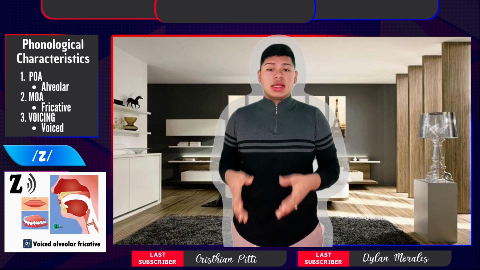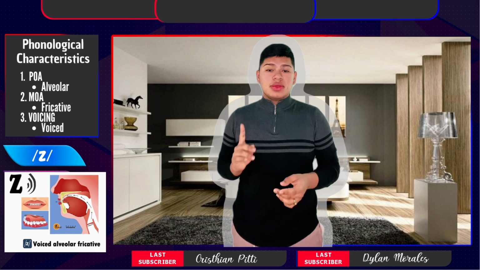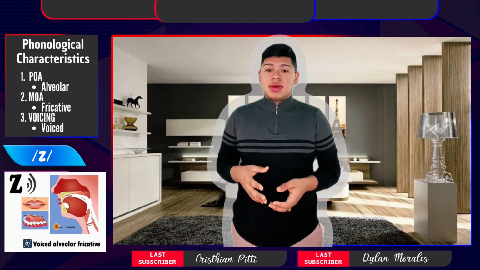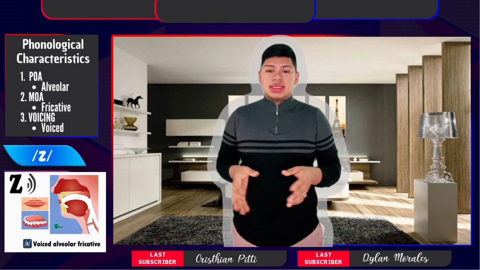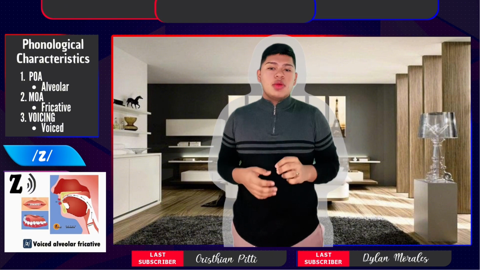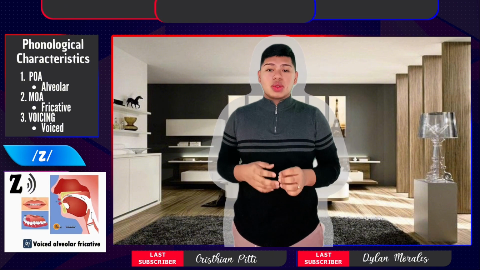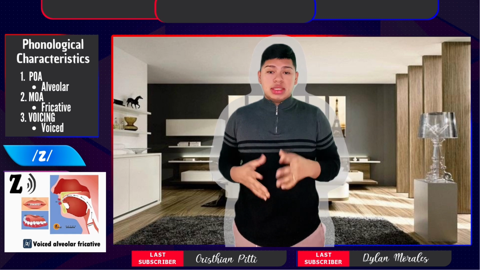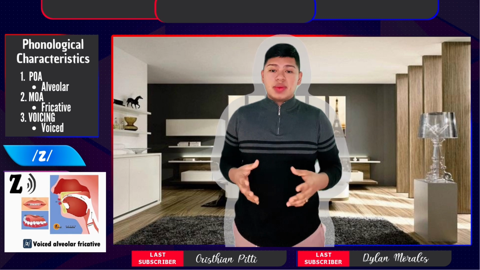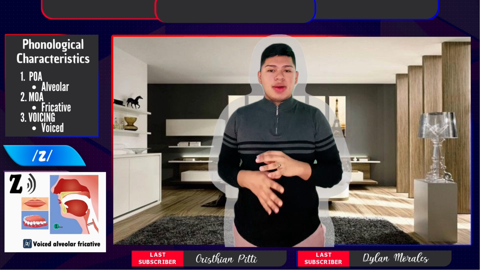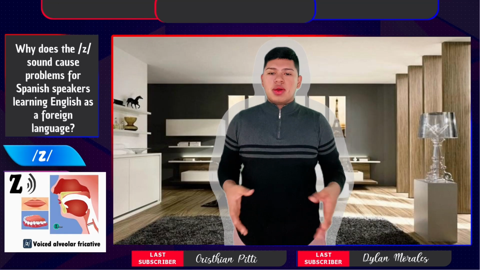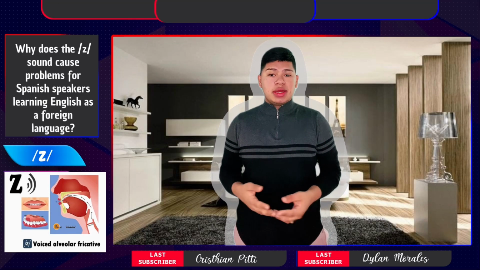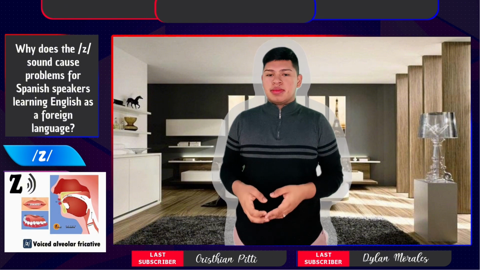Other important characteristics. Well, the sound Z is voiced, which means that the vocal cords vibrate when producing this sound. The vocal cords come together, and when the air passes through, they vibrate, creating the characteristic buzzing or humming sound. Why does the Z sound cause problems for Spanish speakers learning English as a foreign language?